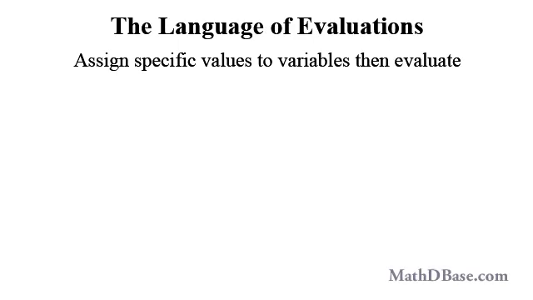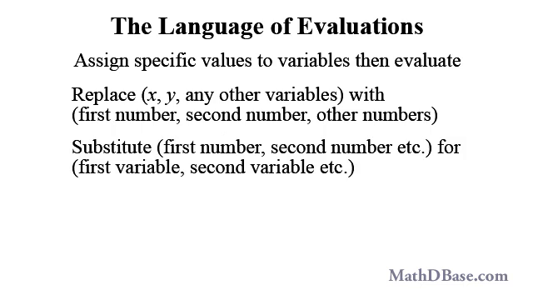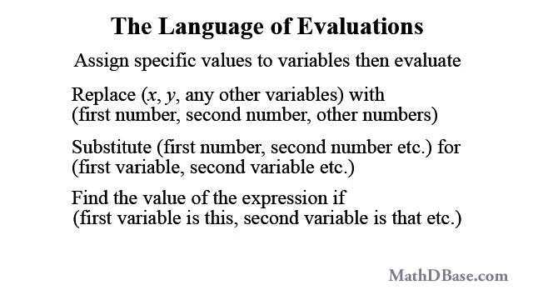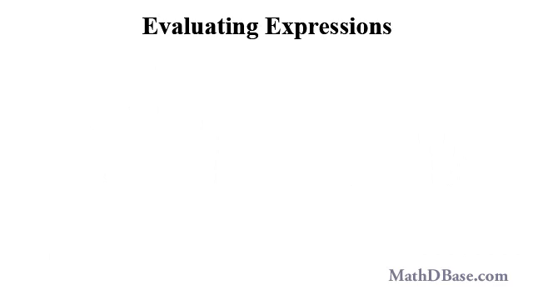Assigning specific values to the variables in an expression can be phrased in different ways. A problem might say, replace x by 3 and y by 2, or it might say, substitute 3 for x and 2 for y. A problem might say, find the value of the expression if x equals something and y equals something, as we saw earlier. All of these ways of saying it mean the same thing. The value of x is going to be a number, and the value of y is going to be another number, though possibly the same number. Let's look at some examples.